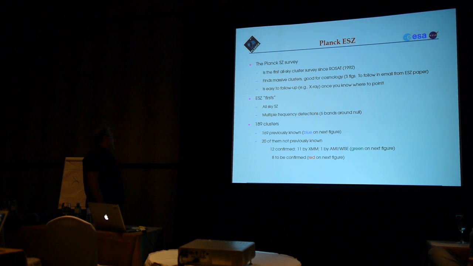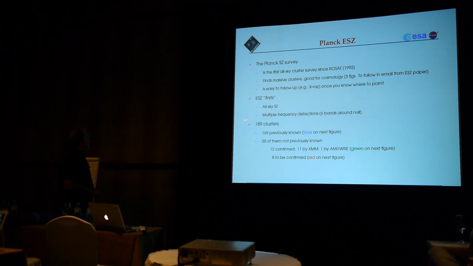It's the first all-sky survey of clusters since the German X-ray Rosat satellite in '92. It finds massive clusters. It's good for cosmology. It's easy to follow up because when we find them, we know where they are. We know where to look. So far, only 889 were found. There are various issues with this. I mean, a long story of this.